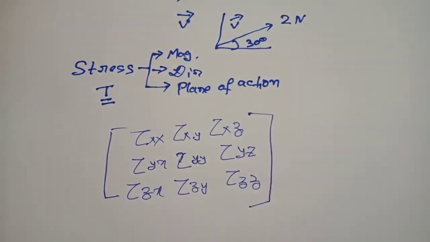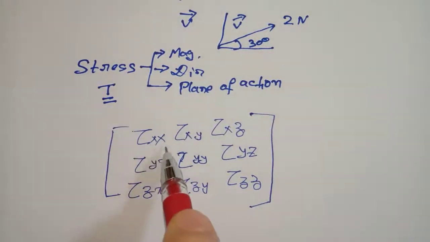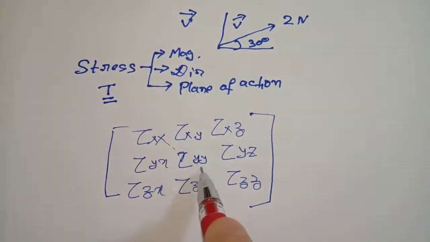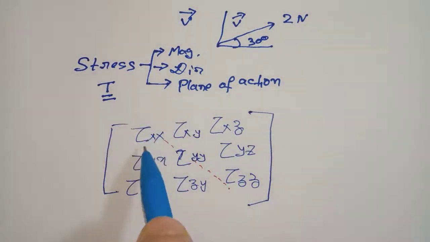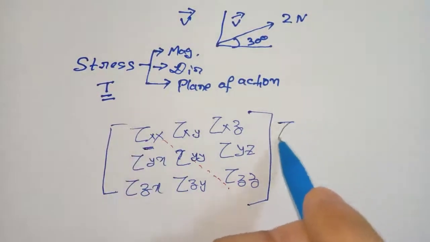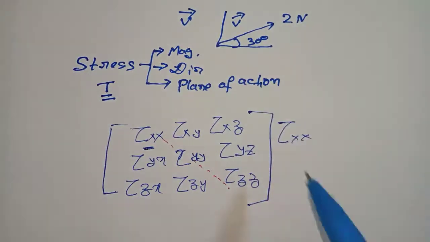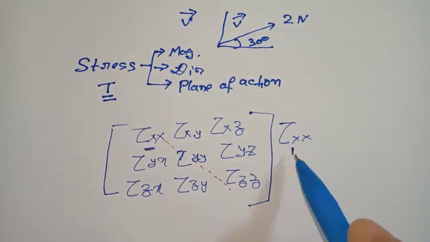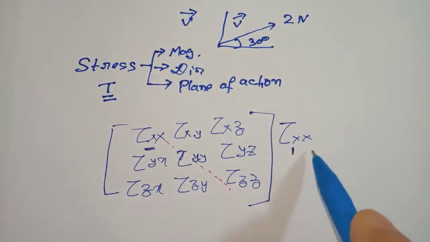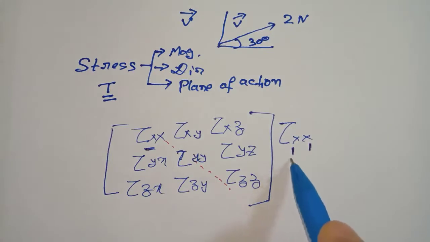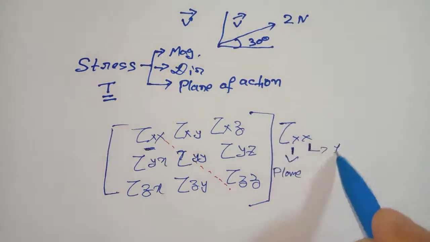Just note another thing: this part is the diagonal, so it contains xx, yy and zz, which we learnt in the earlier part. If I take out this part and write tau xx, what do these indices denote? The first denotes the plane on which the stress is taking place, and the second denotes the direction. So I can write here, this one is the plane and this one is the direction.